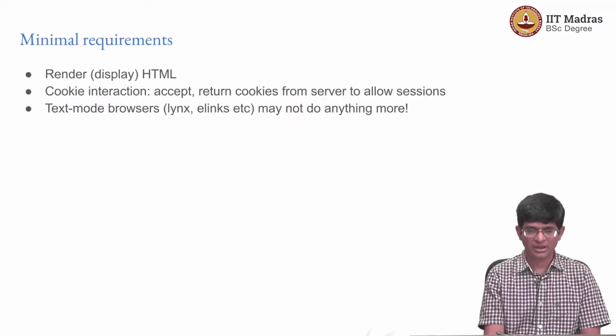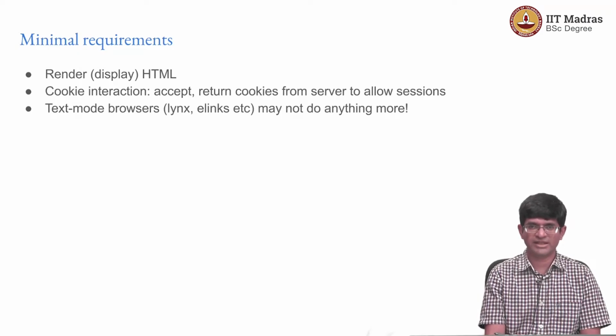Okay, so now let's look a little bit deeper into what exactly a client looks like in the context of an overall web application. And in particular, we need to understand a bit more about what browsers are capable of doing and how they are used in general. So the minimal requirement from a browser client is that it should be able to render or display the HTML in some way. Okay, now keep that in mind.